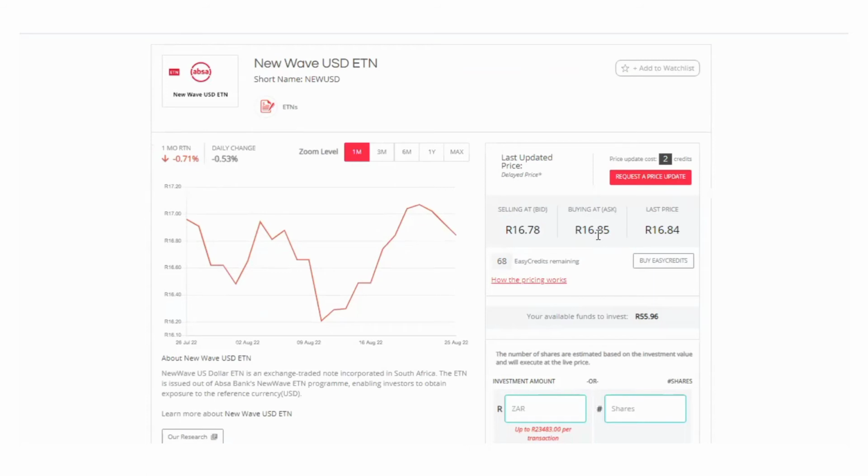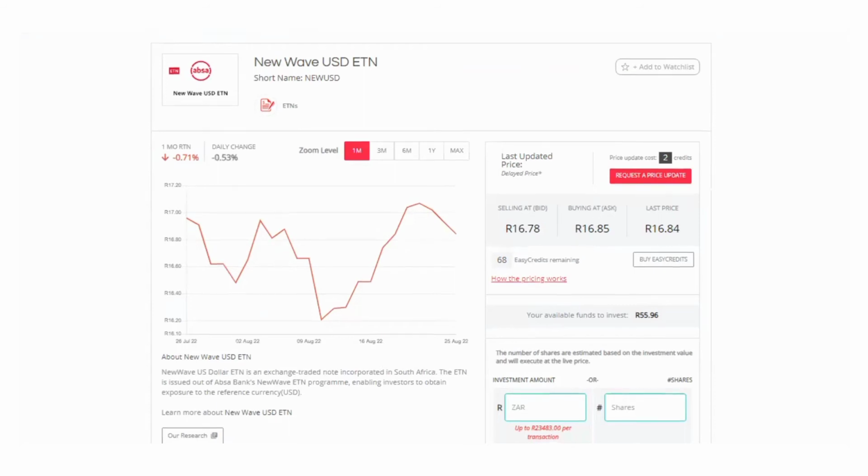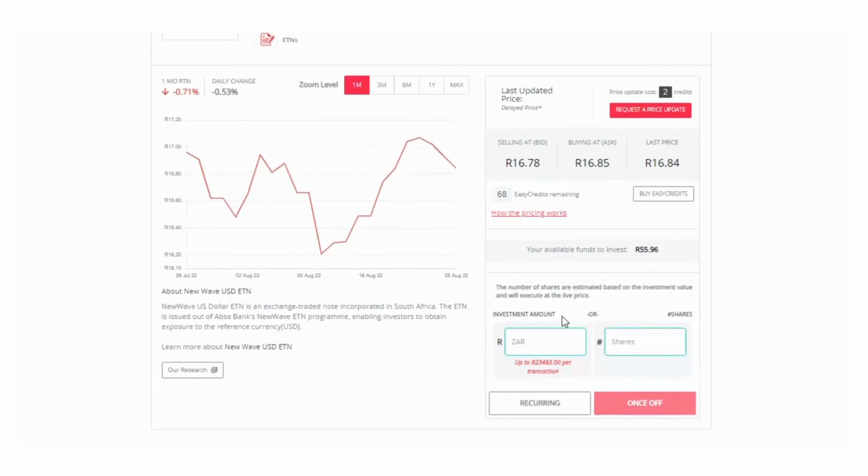And the way you make money from this is very simple. You buy it at 16 rands 85, and you have the price increase to, let's say, 17 rands or 18 rands, whatever it's going to be in the future, in the next 5-10 years. Then you sell this ETN, and obviously you'd make a profit. That's how it works. The nice thing is that you can invest whatever amount of money you want because of the fractional share capabilities of Easy Equities. You don't necessarily have to put 16 rands 85 to buy one contract, which would equal $1.